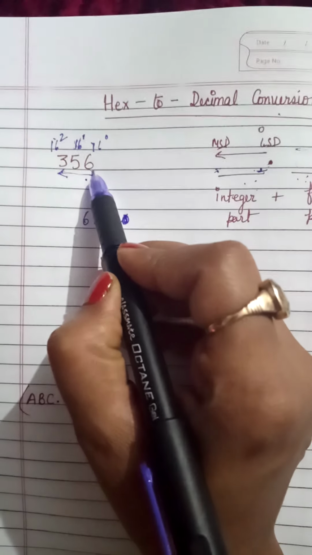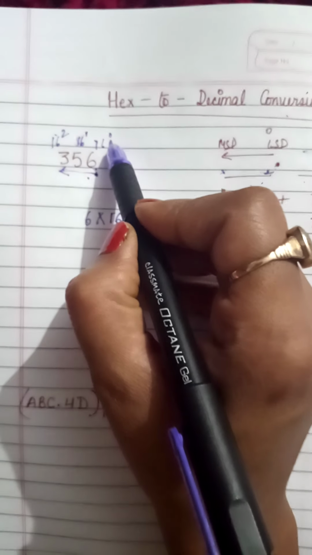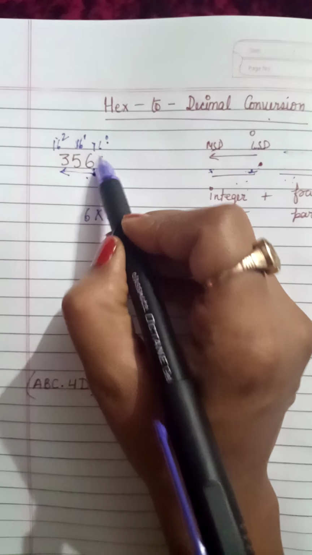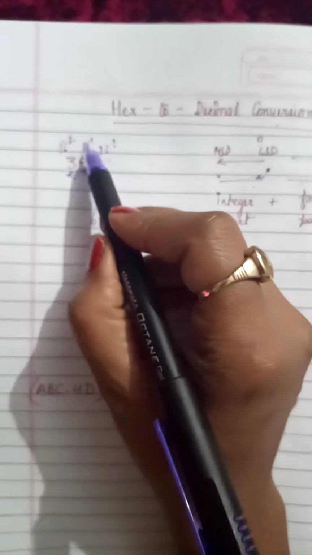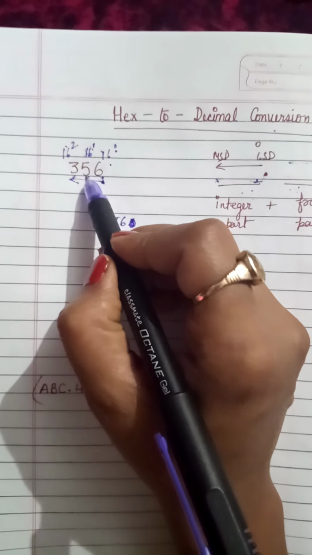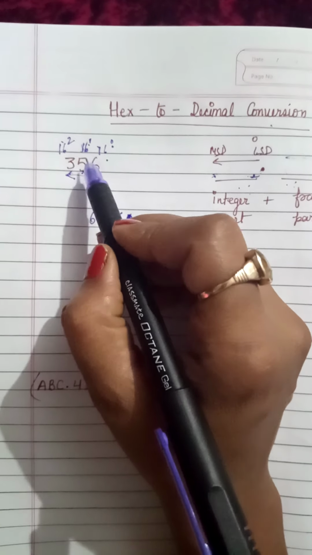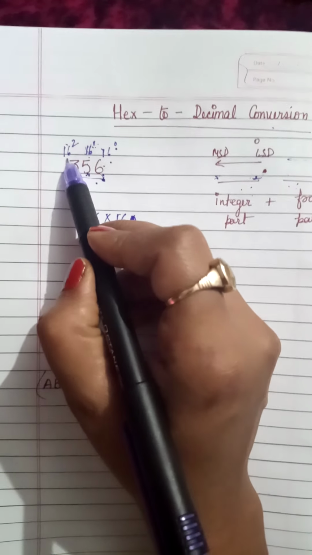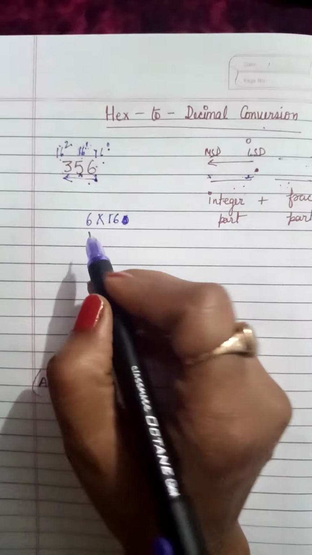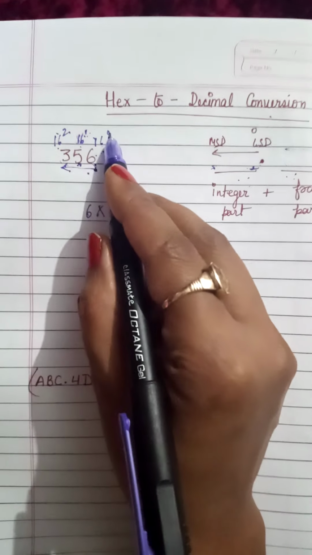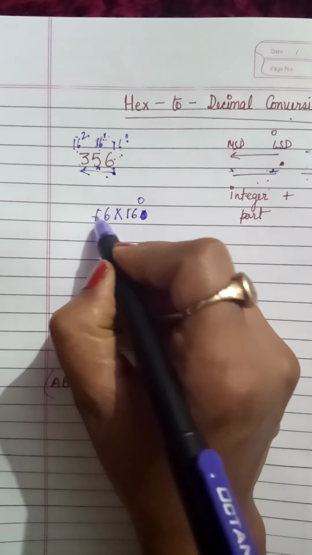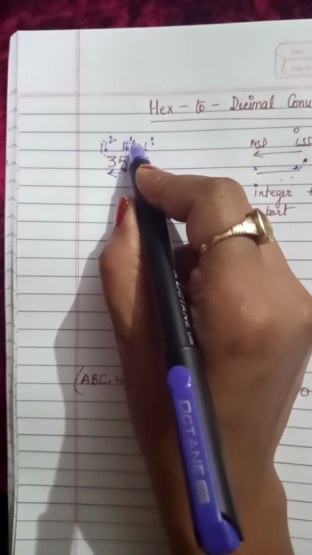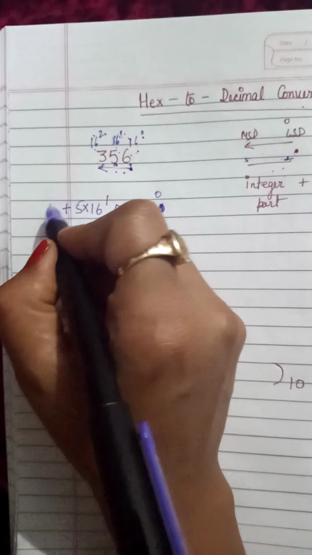The positional value or the weight of this digit will be 0 and the base will be 16. Then the next digit will have a higher weight, that is 1, so 16 power 1. Then 3, 16 power 2. Now how to calculate? 6 into 16 power 0 plus 5 into 16 power 1 plus 3 into 16 power 2.